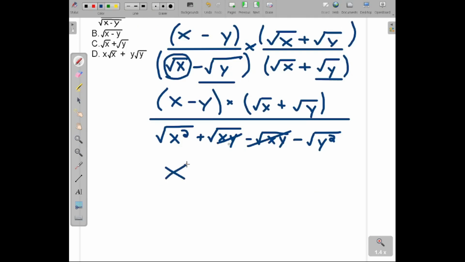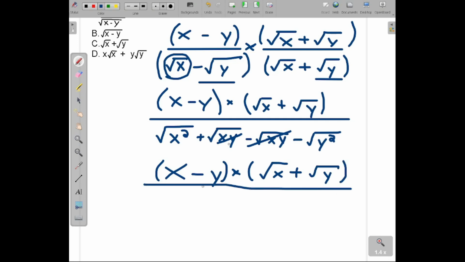And we have x minus y times the square root of x plus the square root of y divided by, for this term, the square root and the square can cancel out. So we have just x, and the same happens here. The square root of y can cancel out with the square. Negative y.